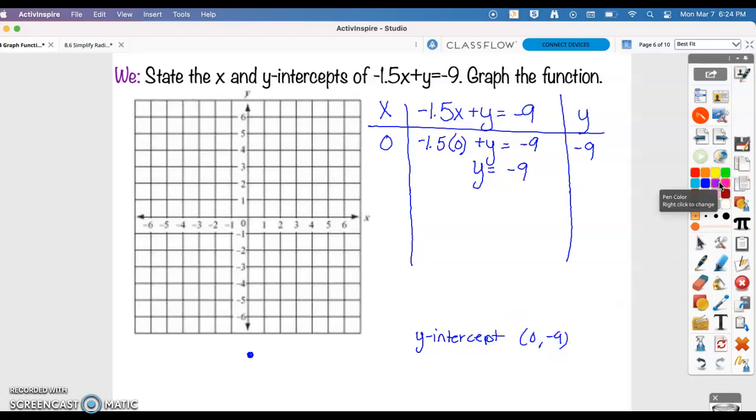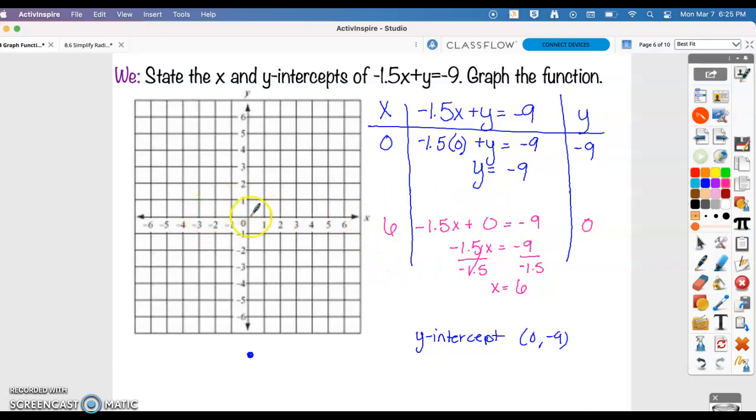Now I'm going to switch colors and do the same thing, except I'm going to plug in a 0 for y. So redo your equation: negative 1.5x plus, not y, but the 0 equals negative 9. Negative 1.5x plus 0 is just negative 1.5x equals negative 9. X is being multiplied by negative 1.5, so I'm going to divide. X is left. Negative 9 divided by negative 1.5 is 6.